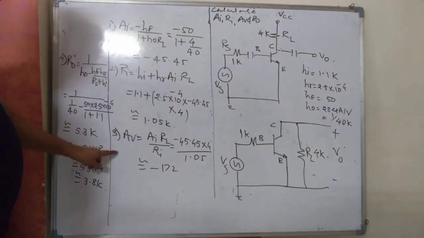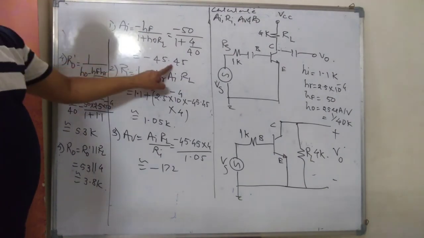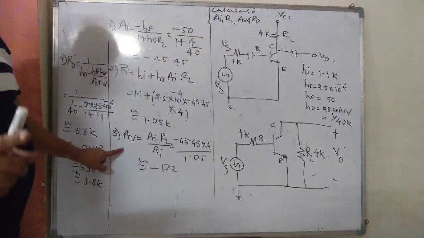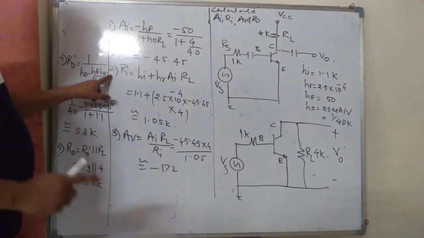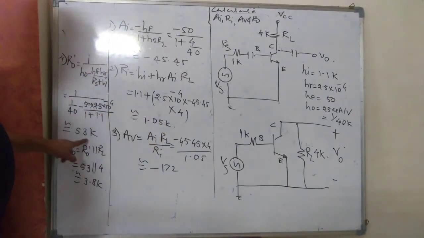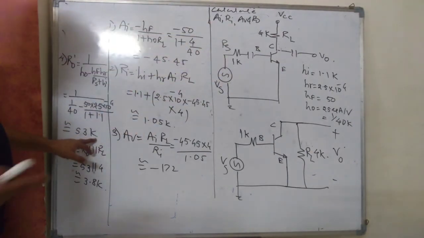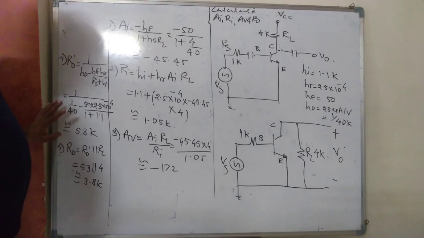AI, RI, AV, RO. Current gain is the ratio of output current and input current, so it is unitless. Voltage gain is the ratio of output voltage and input voltage, unitless. Resistance unit is kilo ohms, resistance unit is kilo ohms. Since all the resistors are given in kilo, we will assign the unit of kilo, right?